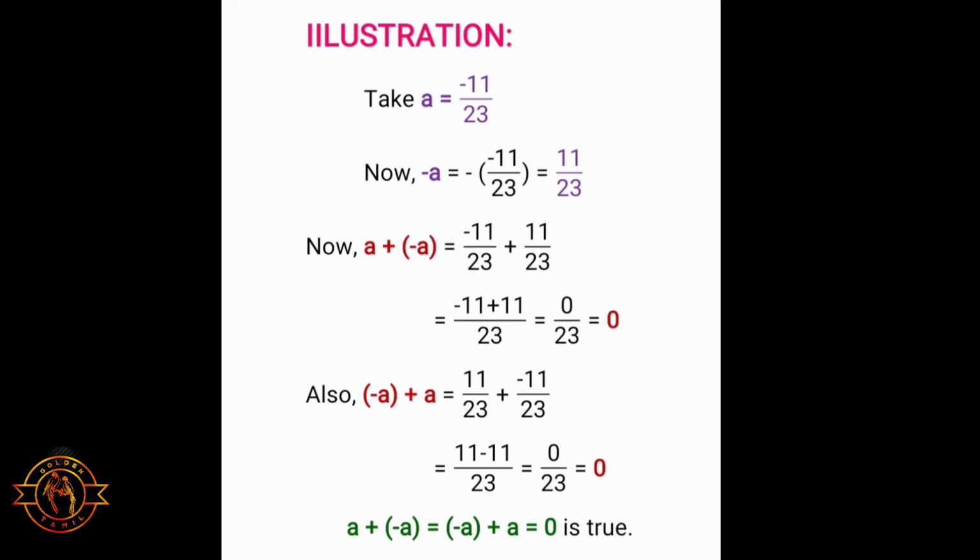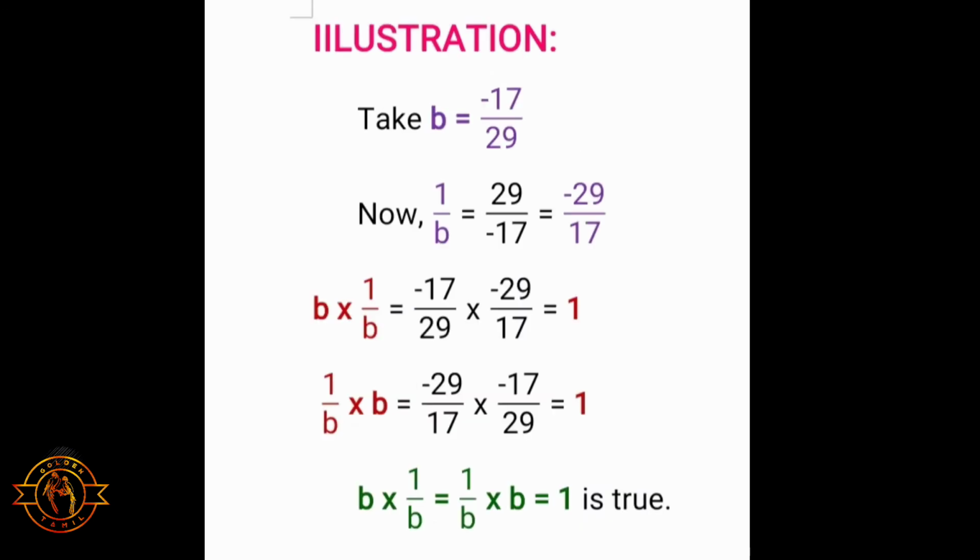And now we are going to find minus a plus a. What is minus a here? 11 by 23. And what is a here? Minus 11 by 23. So 11 minus 11 divided by 23 is equal to 0 by 23, which is equal to 0. From this what we can say? a plus minus a, which is equal to minus a plus a, is equal to 0, which is true.